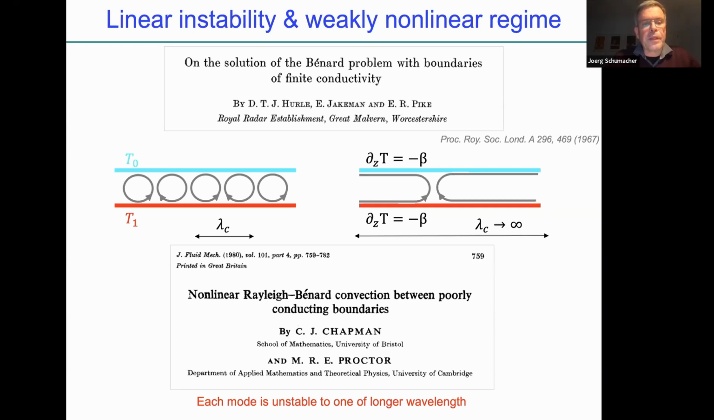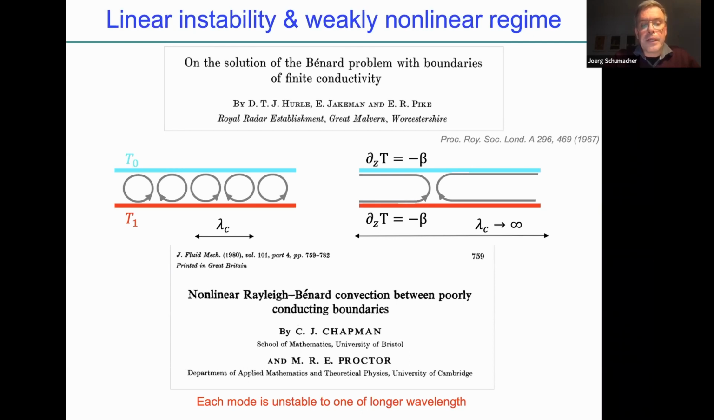And a few years later, Chapman and Proctor went back to that topic, and they basically looked at what happens if we are going a little bit above the onset point of convection. So they conducted a weakly nonlinear analysis. They derived amplitude equations, and they conducted a stability analysis of these amplitude equations.